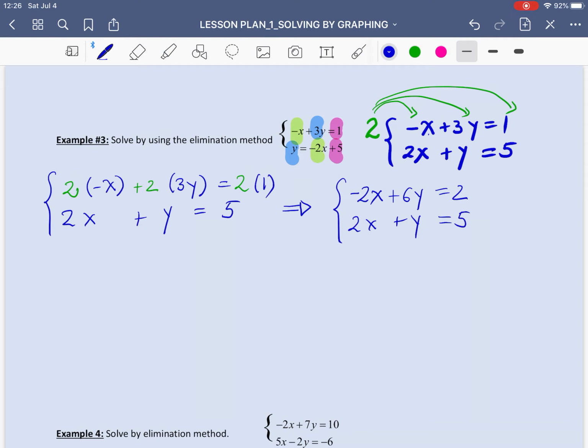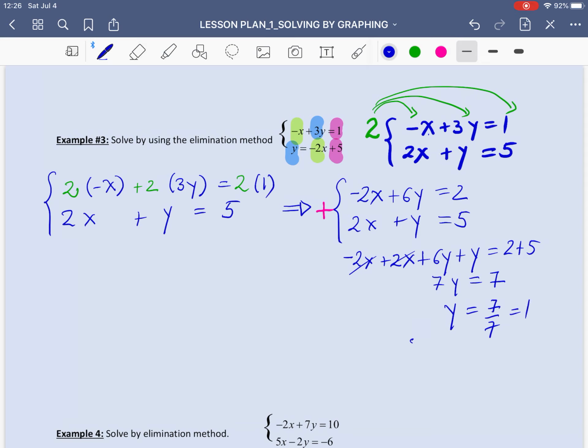And now we're thinking, okay, so let's eliminate x. It's about time. Do we add or do we subtract the equations? Well, since the signs are opposite, addition will allow the simplification of these two terms. So we're adding. So we'll have here negative 2x plus 2x plus 6y plus y equals 2 plus 5. Again, 7y equals 7. That makes y equal to 7 divided by 7, or 1.